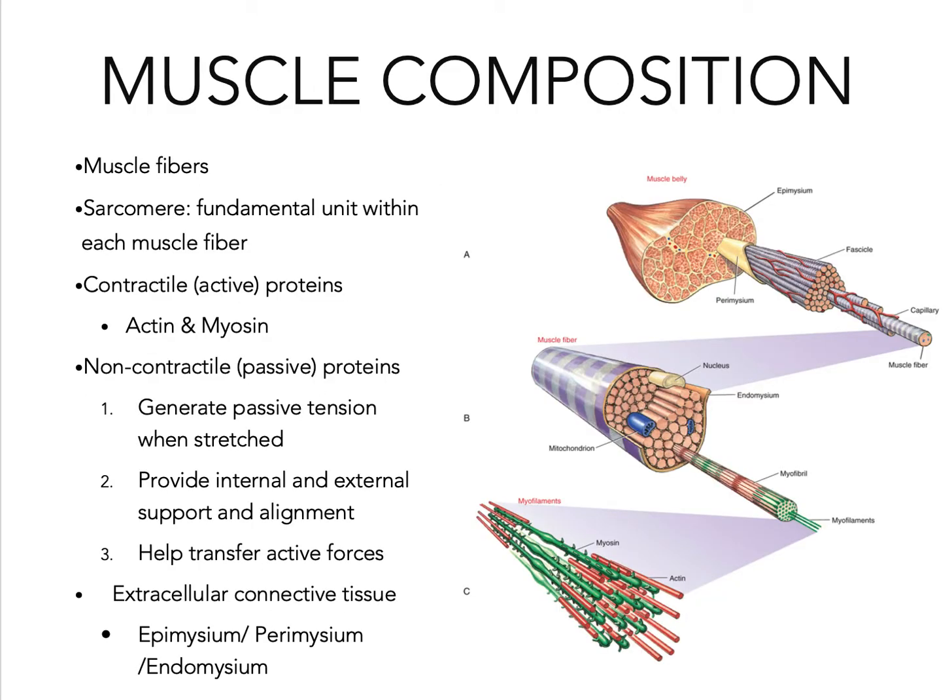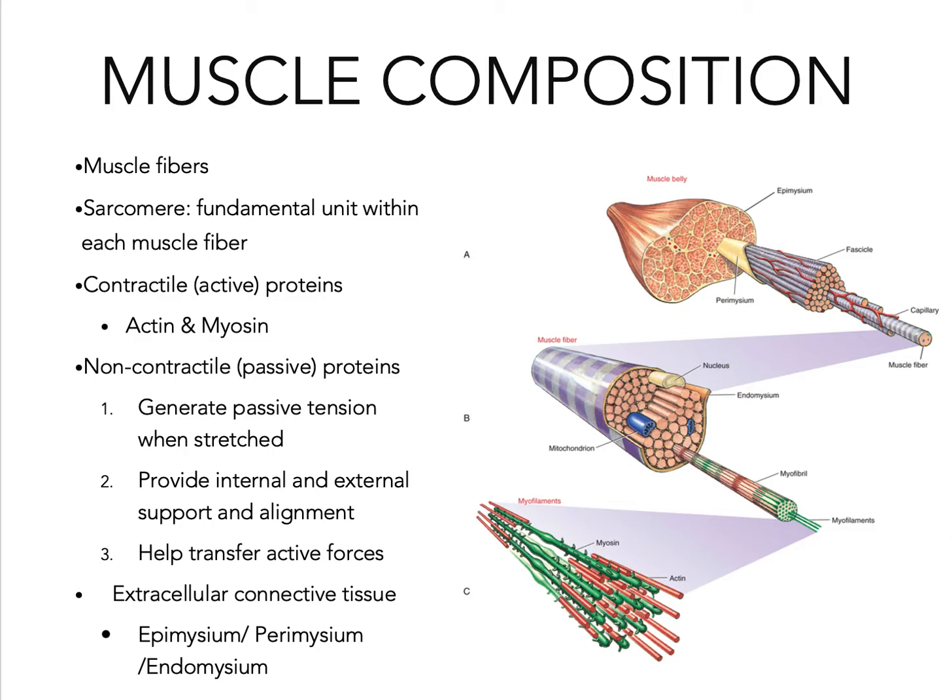So let's review muscle composition. A whole muscle is composed of many individual muscle fibers. They typically range from 10 to 100 micrometers in thickness and from 1 to 50 centimeters in length. Sarcomere is a fundamental unit within each muscle fiber. Each muscle fiber is an individual cell with multiple nuclei. Contraction of individual muscle fibers is responsible for contraction of a whole muscle.